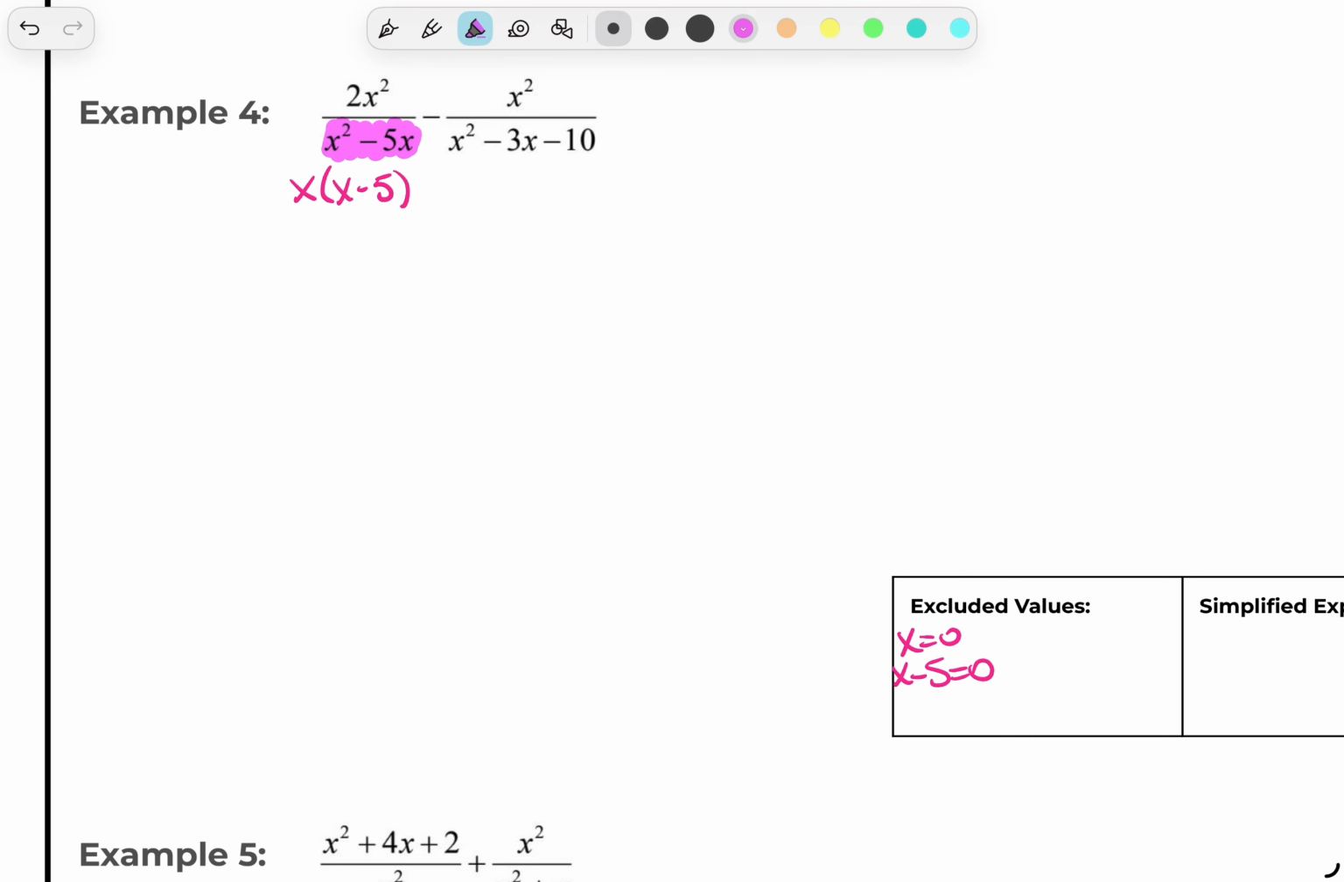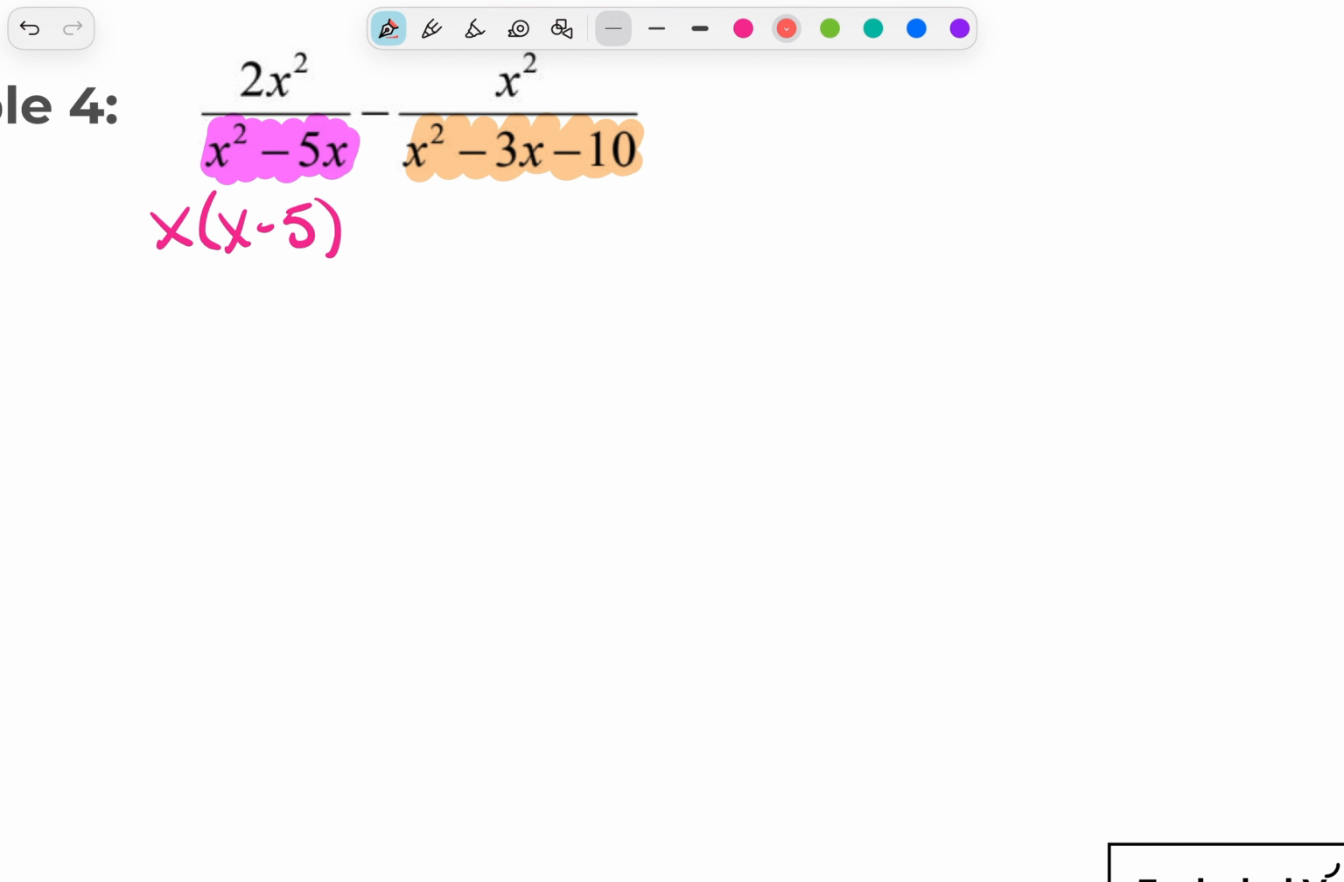Okay, on my second denominator, I've got a trinomial there. Looks like I have a GCF of 1, so I'm going to jump straight into my snowflake and do my A times my C, my B on the bottom, my Ax on my top shelf, left and right. Two numbers that multiply to -10 that add to -3.